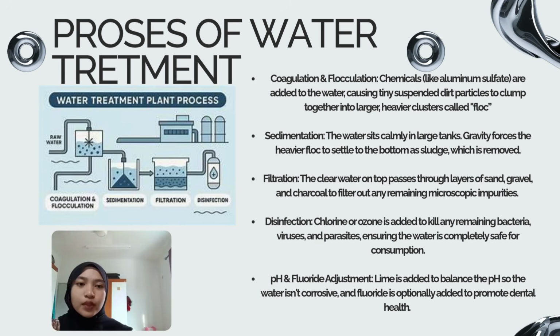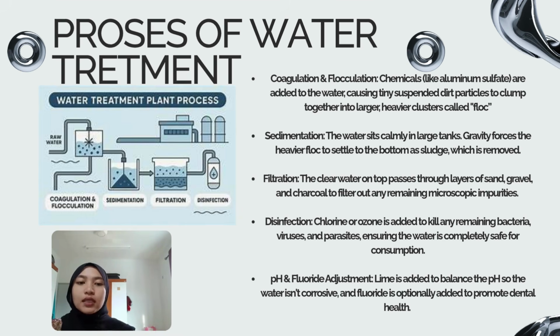So next, we're moving to the process of water treatment. This process has five stages. The first one is coagulation and flocculation. Chemicals like aluminium sulfate are added to the water, causing tiny suspended dirt particles to clump together into large, heavy, clustered colored flocs. The second one is sedimentation. The water sits calmly in large tanks. Gravity forces the heavier flocs to settle on the bottom, where they can be removed easily.